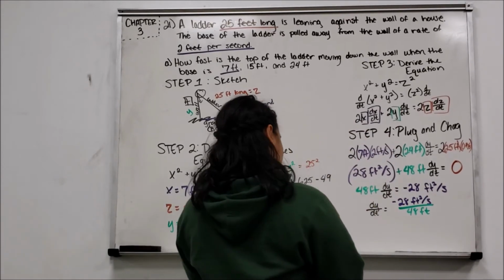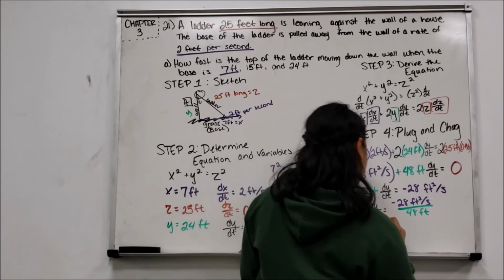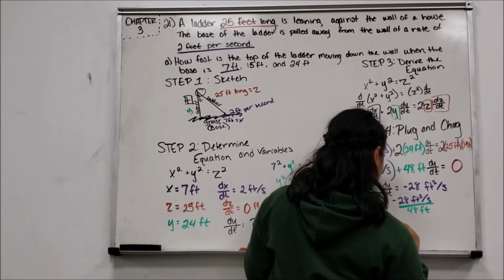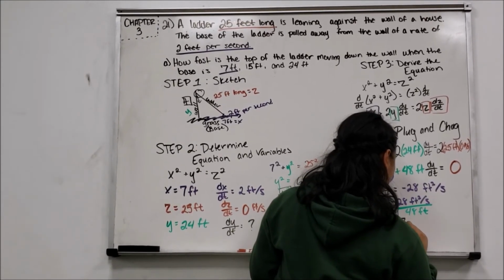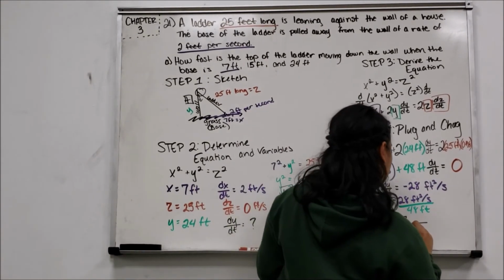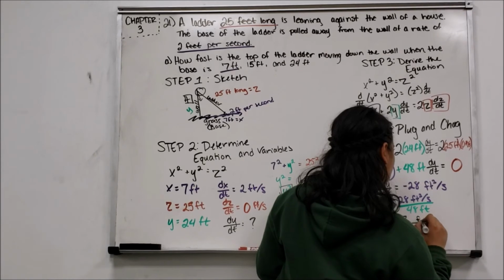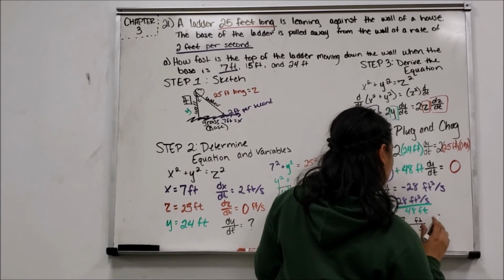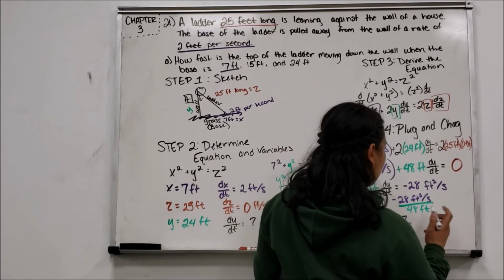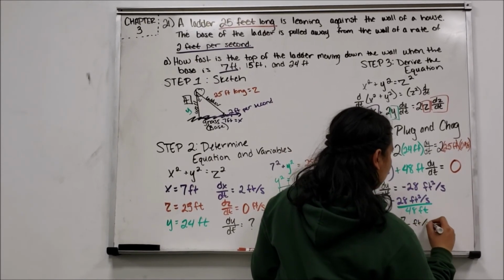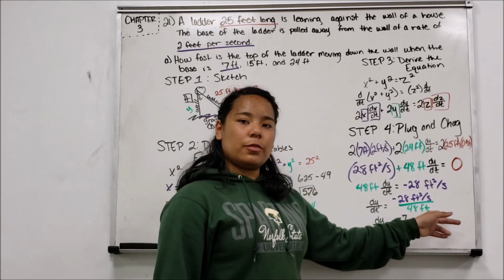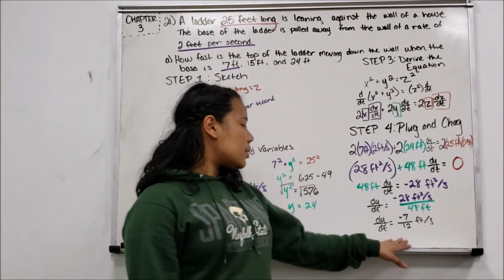And the final answer is negative 7 over 12 feet per second. So I'm just going to change this up so it looks a little bit more recognizable. So negative 7 feet per second. The reason the squared went away is because we're dividing by another foot, so it takes away the squared, and this is your final answer.